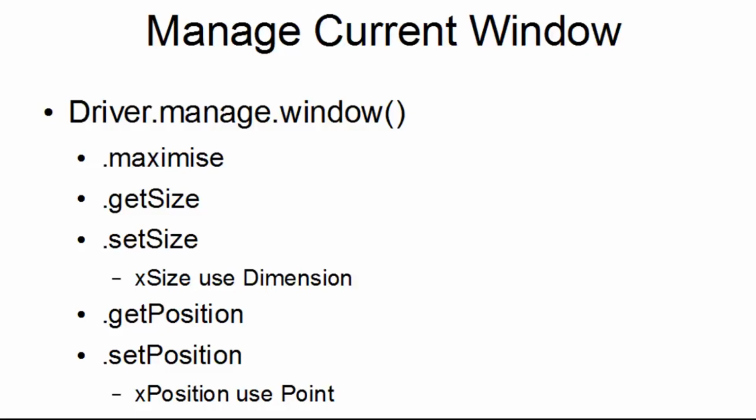So from the manage window, we can maximize it. We can get the size. We can set the size, get the current position, which is the XY position of the window, then set the position to move it around. So this is letting us control the size and the position of the window, or maximize it.